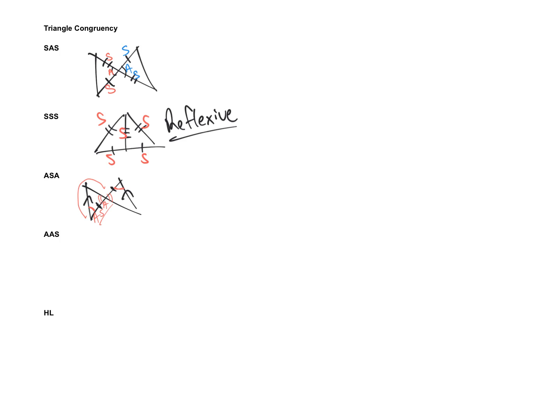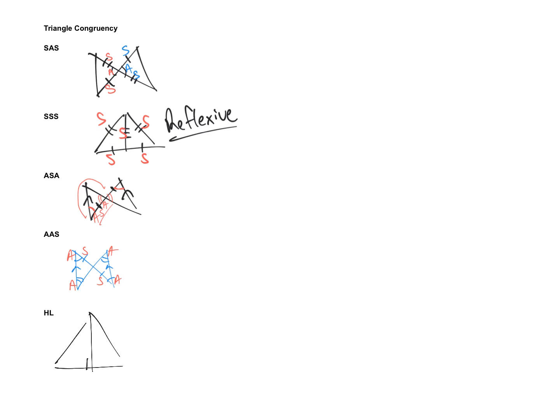For angle, angle, side, again, a very similar situation, but let's say this time I have a very similar diagram, but I have these two sides congruent. And so I'm going to say that this angle is congruent to this angle by alternate interior angles, this angle is congruent to this angle by alternate interior angles, and then, like I said, I can go angle, angle, side.